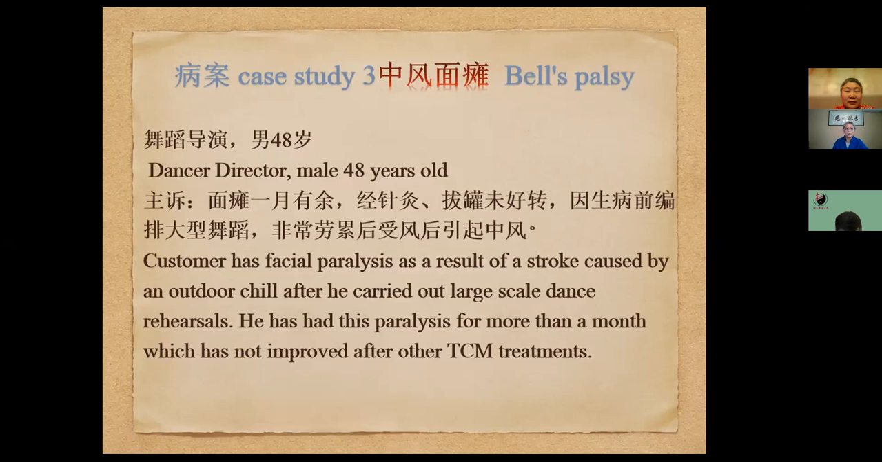And this is Bell's Palsy. He is a dance director, 8 years old. This customer has facial paralysis as a result of a stroke caused by outdoor chill after he carried out large-scale dancing rehearsals. He has had this paralysis for more than a month, which has not been cured by other TCM treatment.